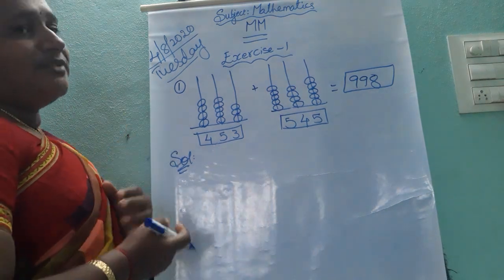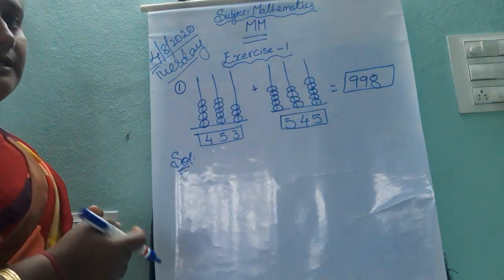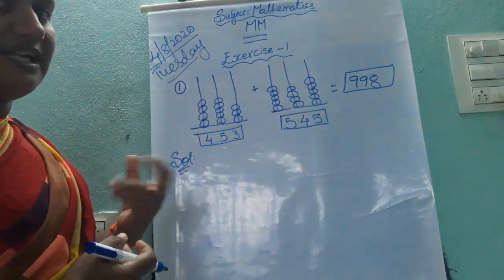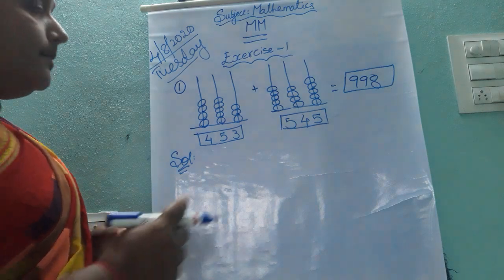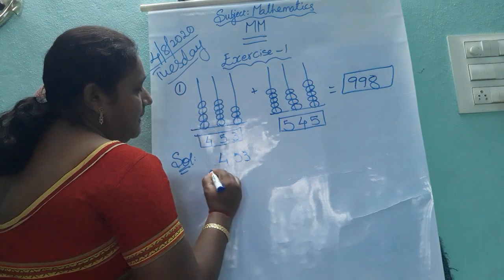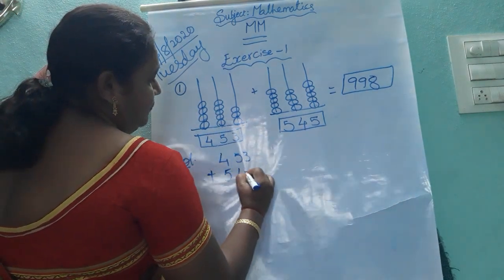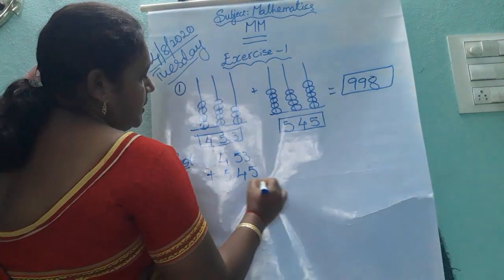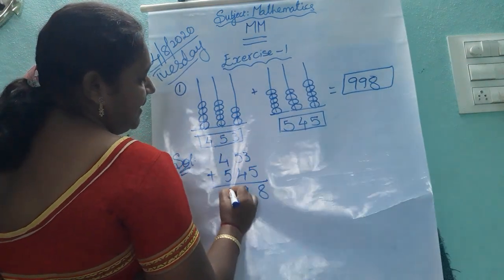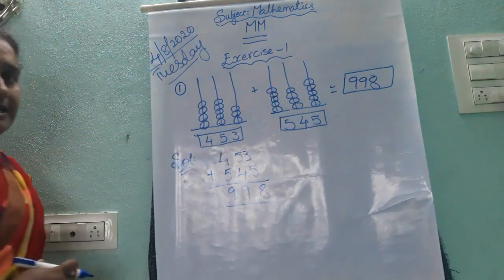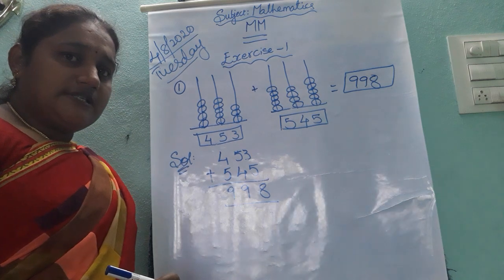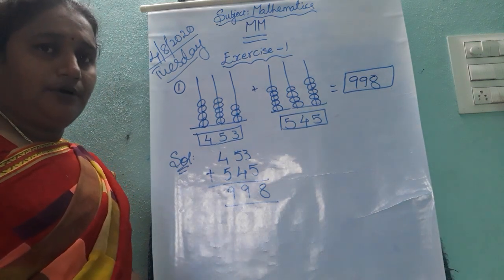But sometimes if they give more than the sum here, 4 plus 5, 9, if they give 10 like that, it's not possible. For that type of sums we have to do the process. So see the process. 453 plus 545. If you add these two, 5 plus 3, 8. 5 plus 4, 9. 4 plus 5, 9. 998. Like that you have to do. Okay, children, like that you have to do.